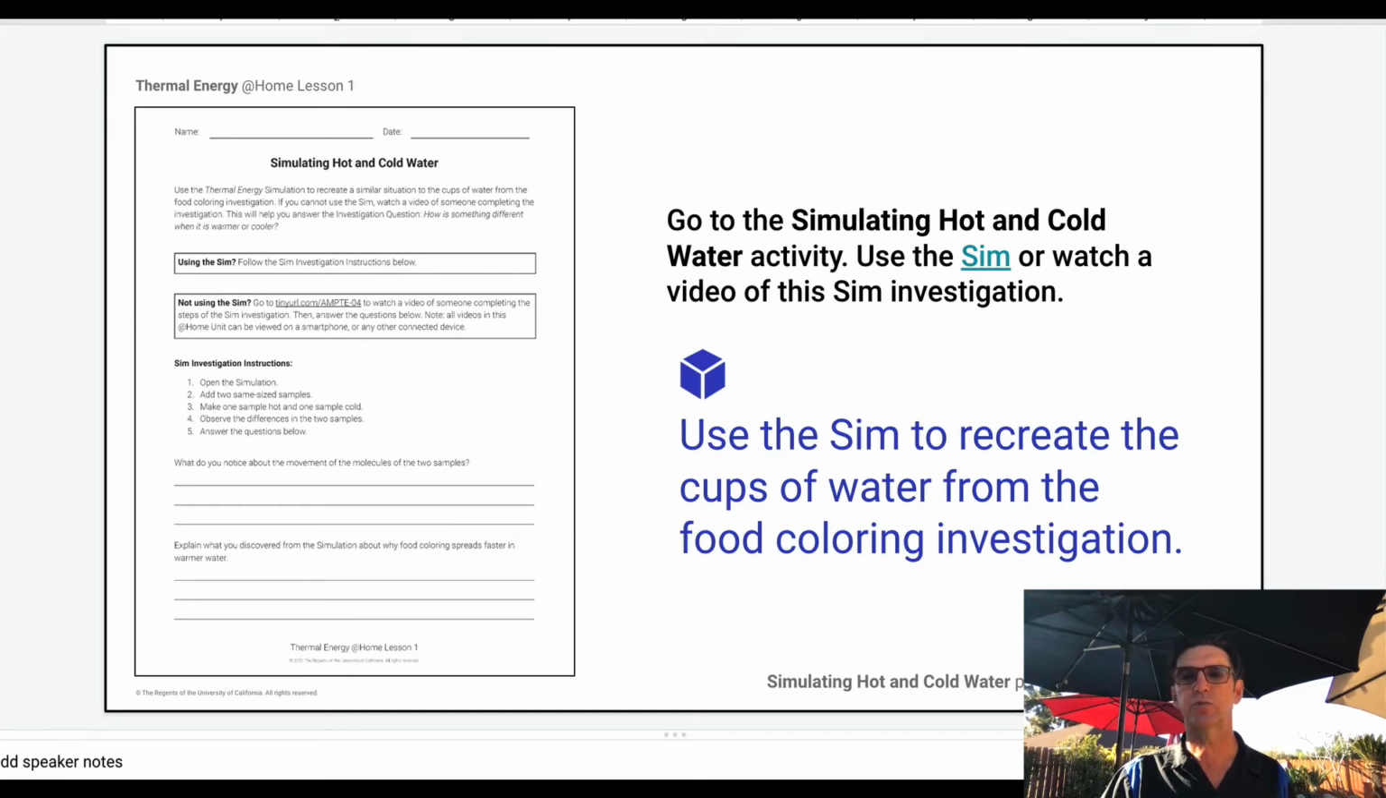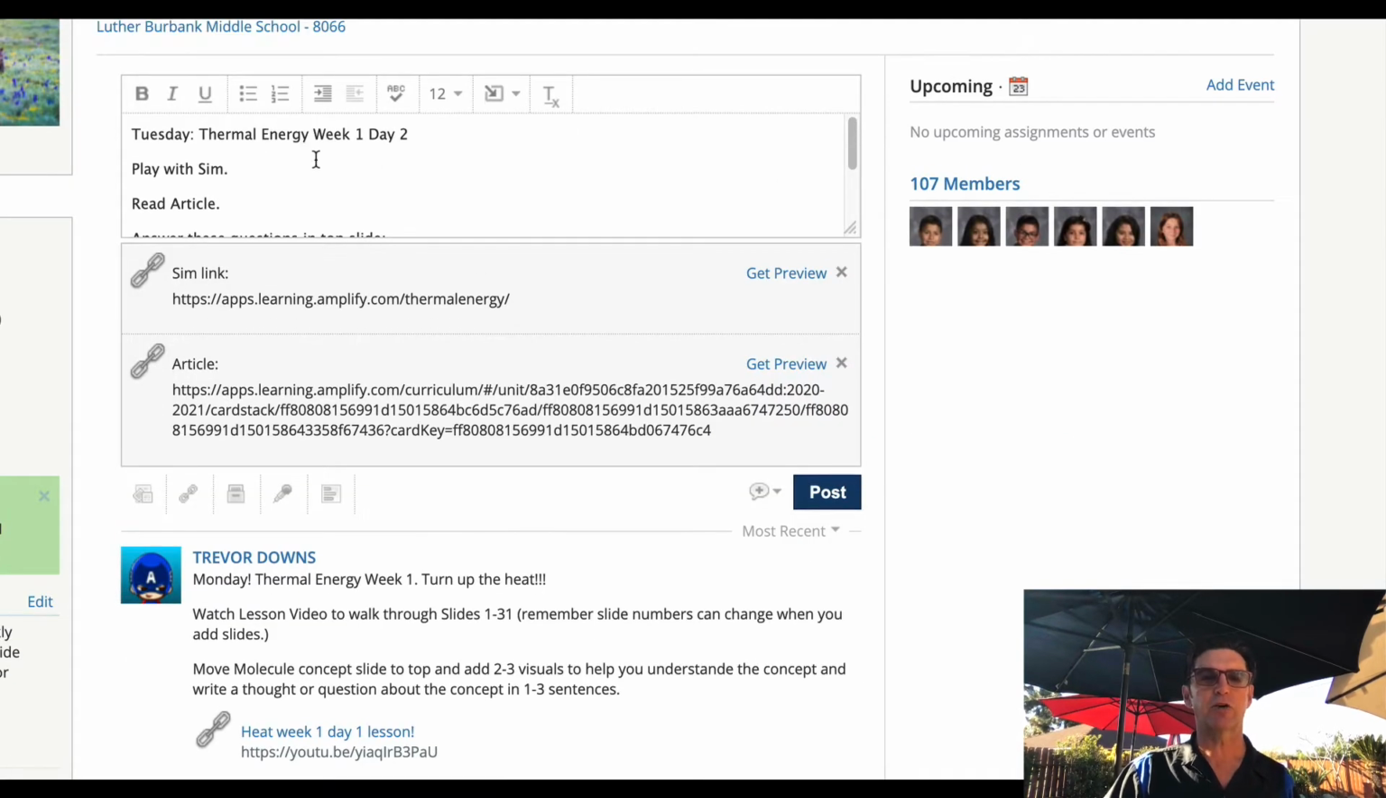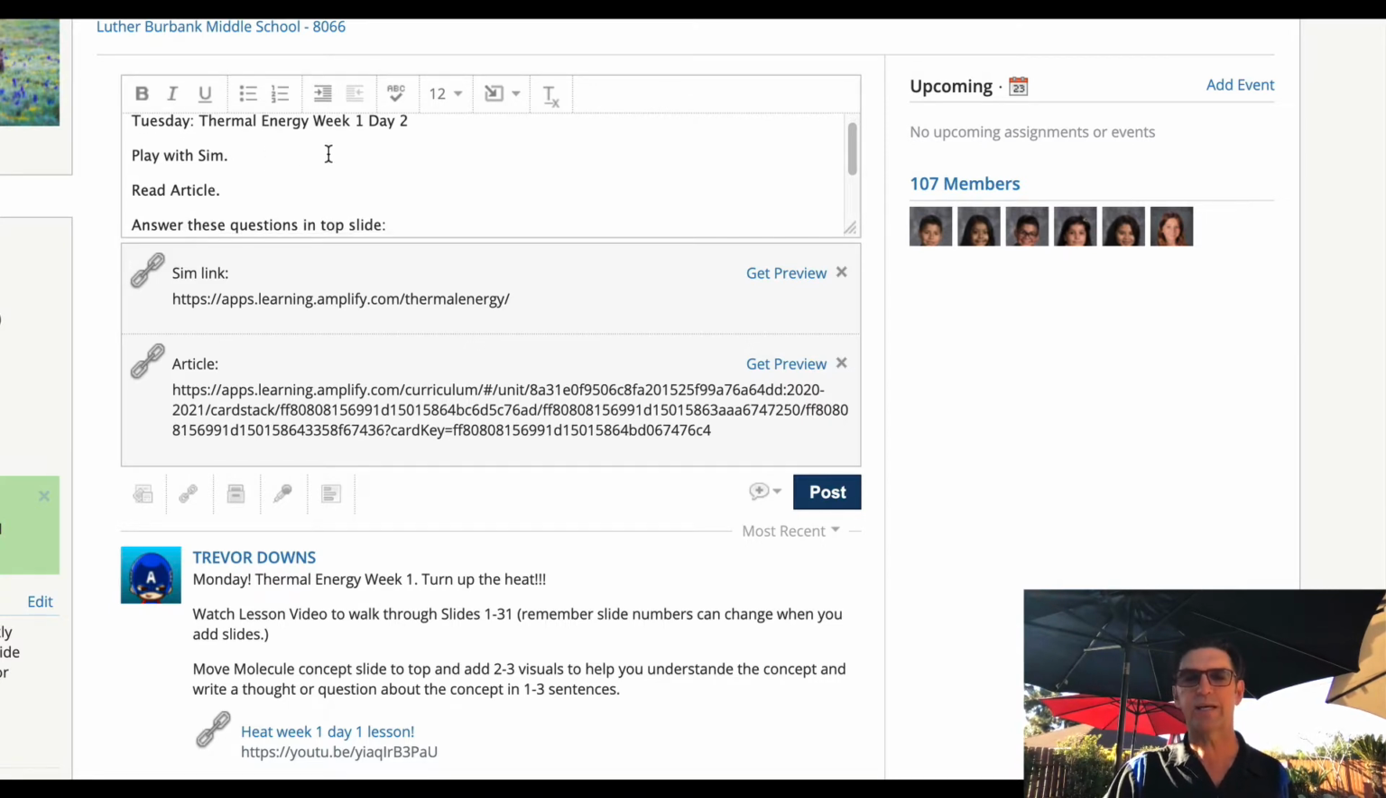Just look at groups, and we have our basics here. Thermal energy, week 1, day 1, play with the sim. We're going to do that now. If the sim doesn't work, you can watch my video and get the same results, but it's much better if you play with it during this time period.